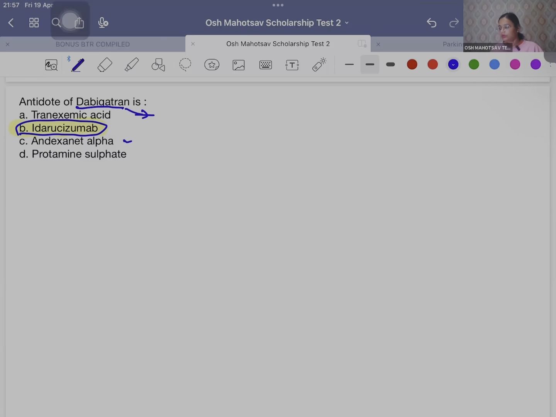Factor 10A toxicity and protamine sulfate. Today you guys have to answer me, because I think everyone has finished these preclinical subjects.